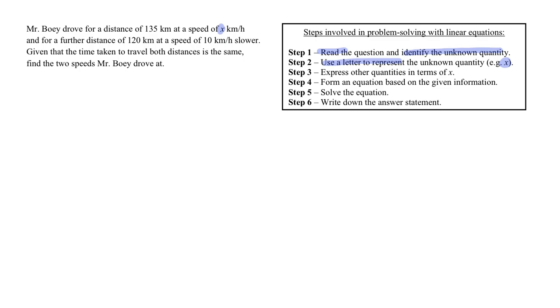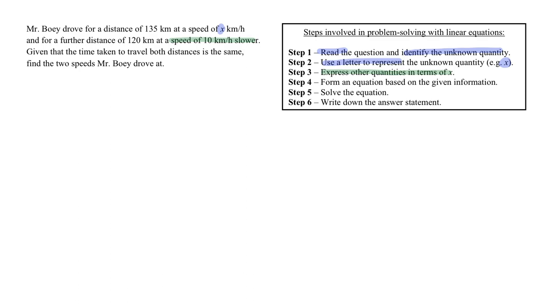And there is a further 120 kilometers at a speed of 10 kilometers slower. So our job now later on is to express other quantities in terms of x. So I've got another speed, right? Later on, given that the time taken to travel both distances is the same, find the two speeds. Okay, so now we are at step 3, okay?